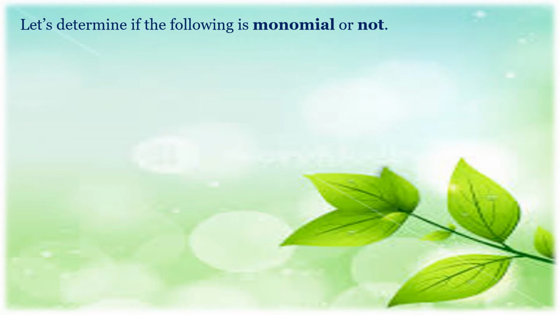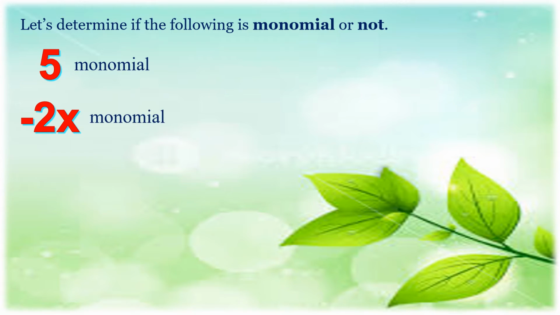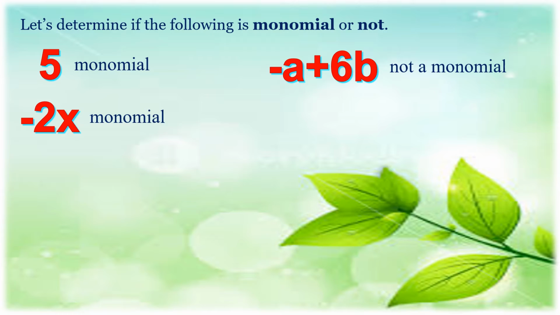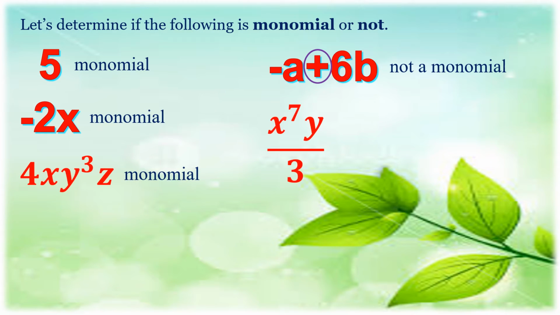Let's determine if the following is a monomial or not. 5. Is it a monomial or not? Correct, it is a monomial. How about negative 2x? Correct, it is monomial. How about negative a plus 6b? Correct, it is not monomial because of the presence of the plus sign. How about 4xy to the third? Correct, it is a monomial.